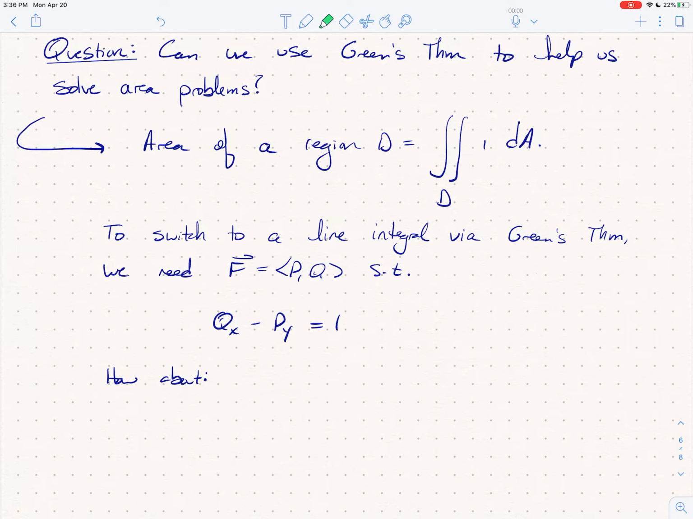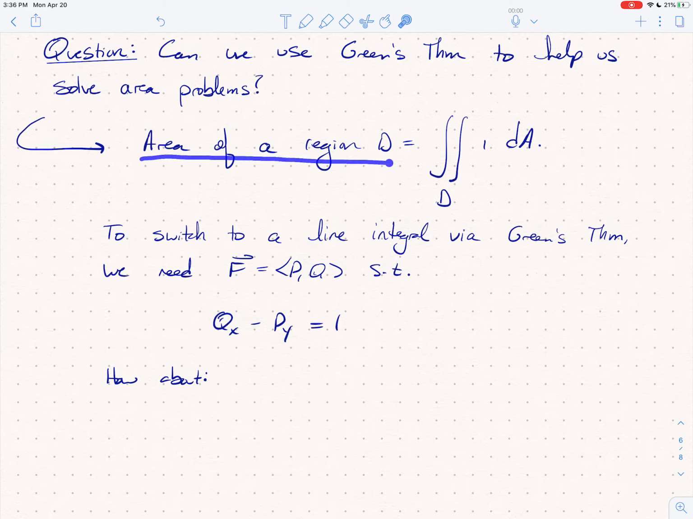All right, so can we use Green's theorem to help us solve area problems? Interesting question. So we want to be able to compute the area of different things, and how can we use Green's theorem? Can we use Green's theorem?